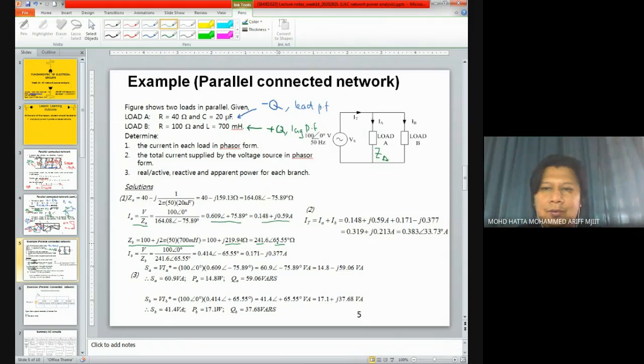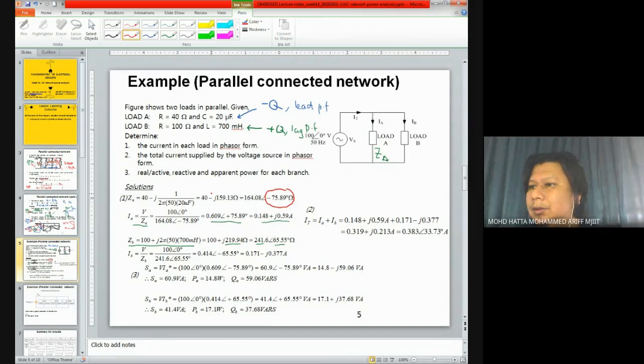What we can observe over here is that if we have a capacitive nature of our load impedance, the angle of our load impedance is always going to be a negative value. And of course, in rectangular form, the imaginary part will always be a negative value. And here we have load B, inductive characteristic. The angle of our impedance is always going to be a positive value, and the imaginary part of our impedance is also going to be a positive value as well.